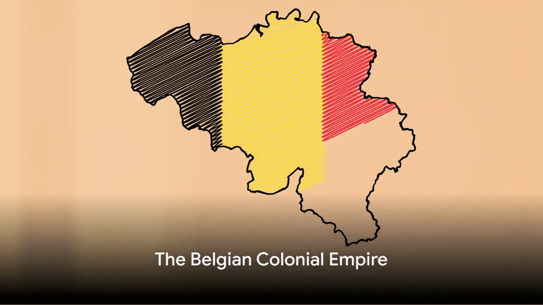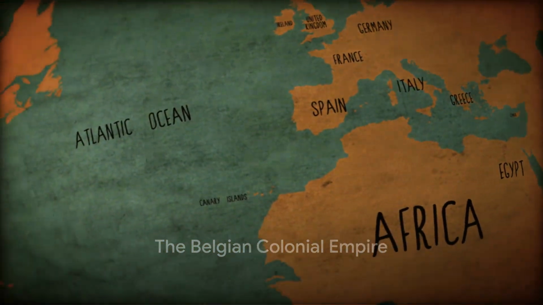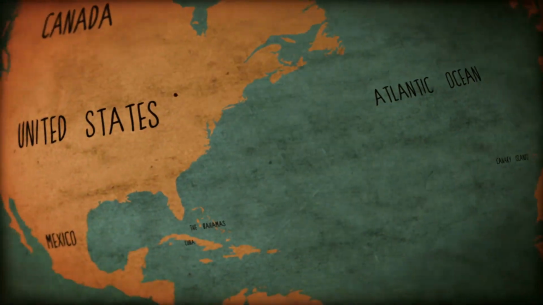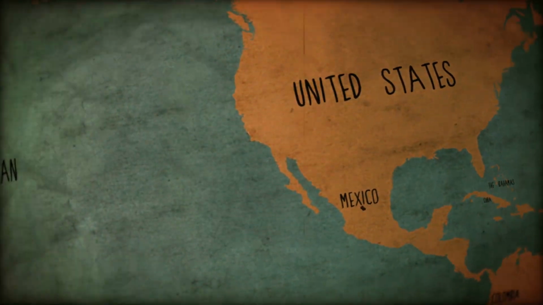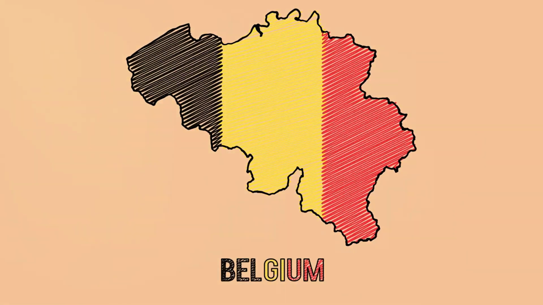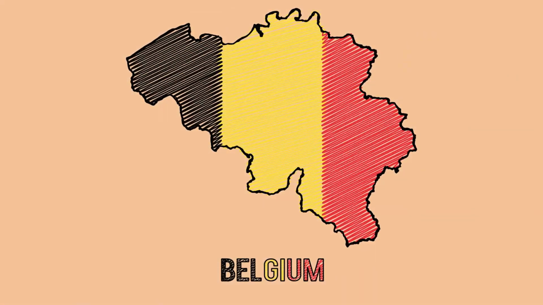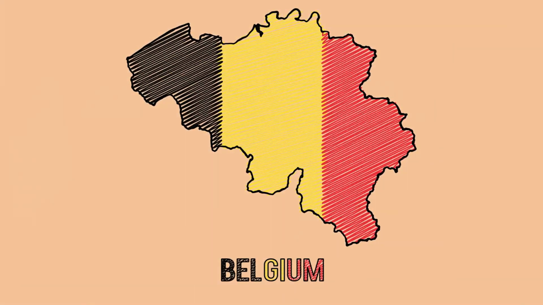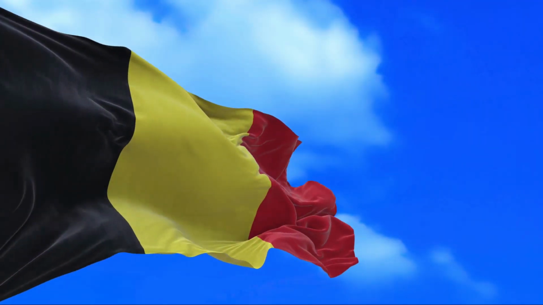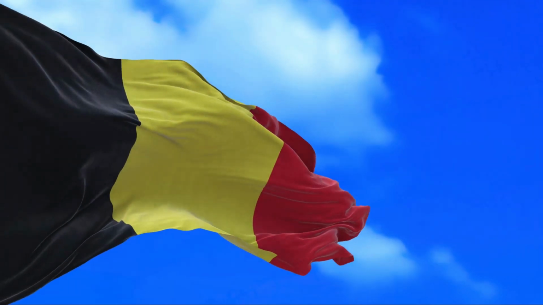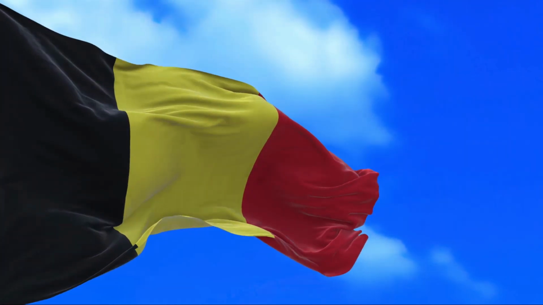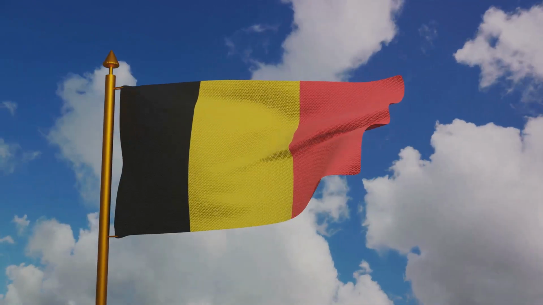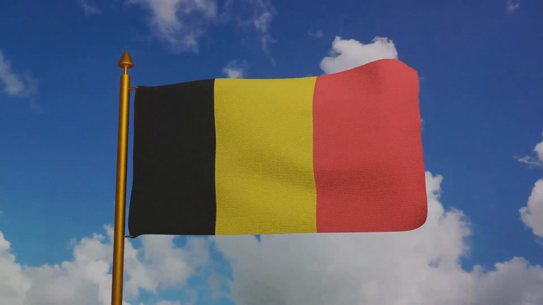Ever wondered about the lesser-known empires that have shaped our world? One such example is the Belgian Colonial Empire, a relatively recent player on the historical stage. This empire came into existence in the late 19th century, and despite its relatively short lifespan, it left an indelible mark on the regions it controlled. Although it doesn't always garner the same attention as its larger counterparts, the Belgian Colonial Empire's history is a compelling chapter in the story of global imperialism. Today we dive into the history of the Belgian Colonial Empire.